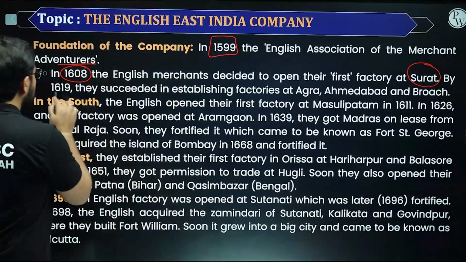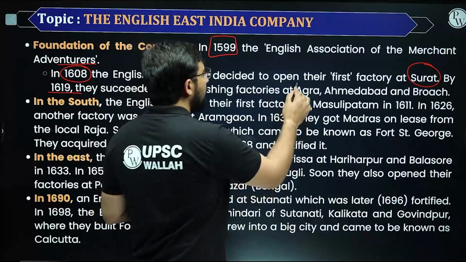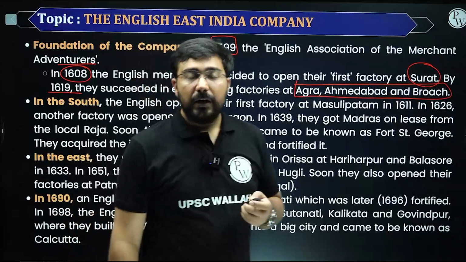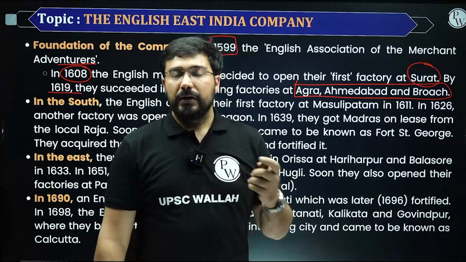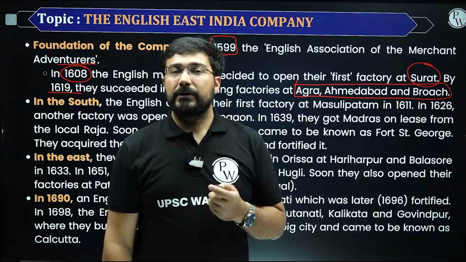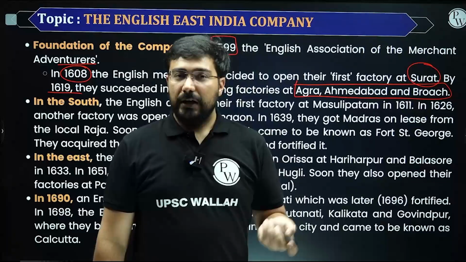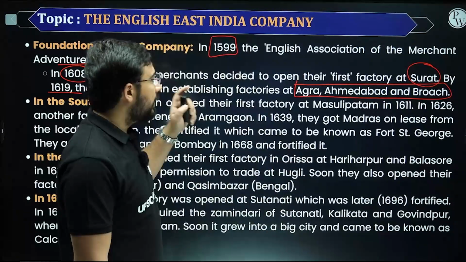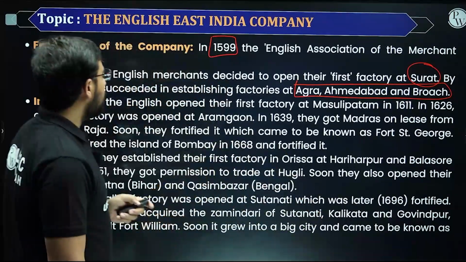By 1619, okay, in the initial 10-12 years, they were able to open factories at Agra, Ahmedabad and Bharuch. Once UPSC asked this question: which of the following areas were settled by the British by the first quarter of the 17th century? The answer was Bharuch. So these are the kind of facts which can come. Okay, so that's the first area their focus was on, in and around Gujarat. Slowly they got into other areas.